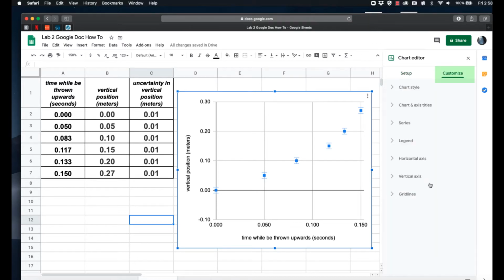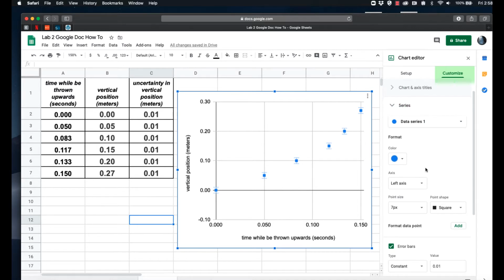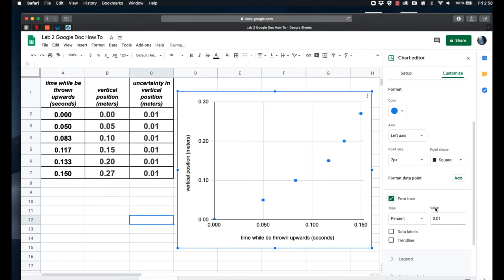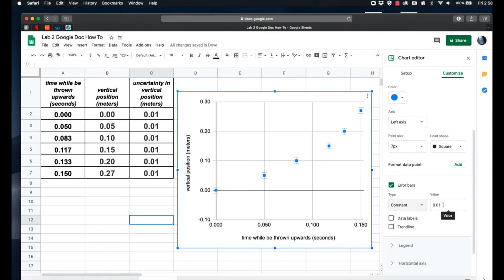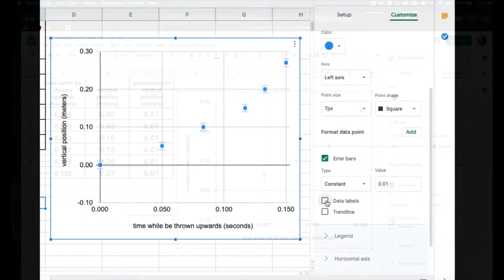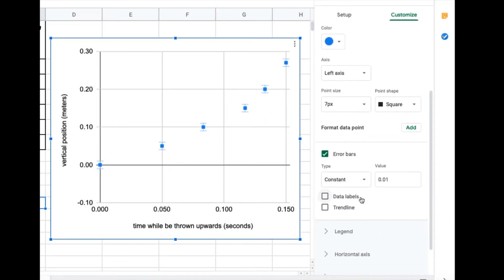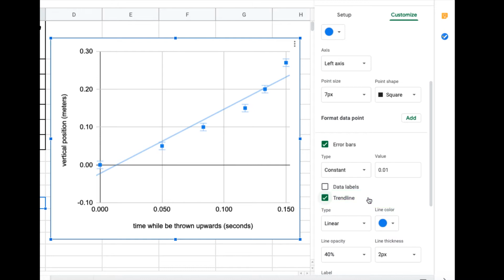I can go to Customize and then Series. And if I scroll down to Series, this is where we found our error bars, right? So I can add my error bars, and again, I had that set to a constant at 0.01 meters. If I want to put data labels, it'll label each value. That's something that we really don't need. And then here is what I'm looking for, a trend line. The trend line is what we're looking for.